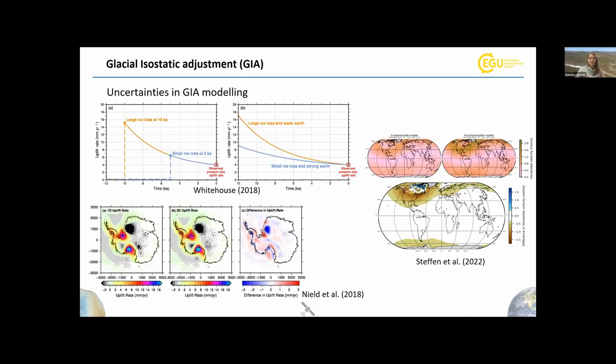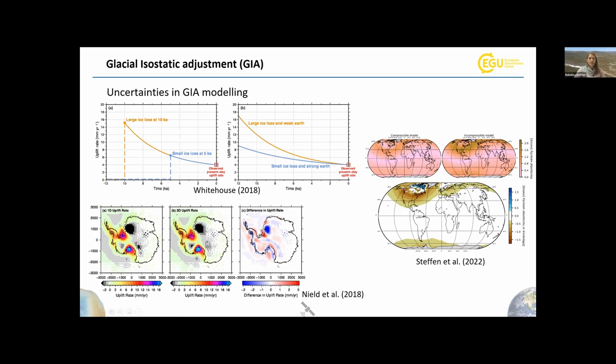GIA models unfortunately have some uncertainties. If you look at the GNSS velocities for today, from these alone we cannot identify if we had a large ice loss or a small ice loss, depending on what time it was, or if we have a large ice loss and a weak Earth versus a small ice loss and a strong Earth. An observation of GNSS data today wouldn't tell us a difference. So we also need geological data to give us more indications.